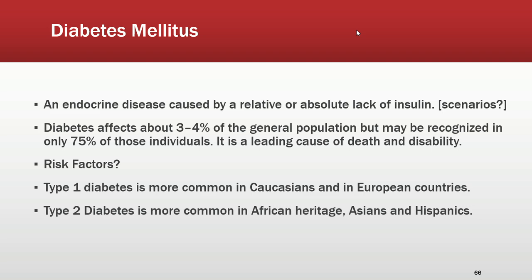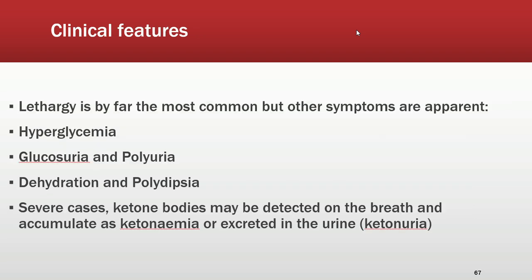Now, we have three types actually. Type 1 is more common in Caucasians and European countries. Type 2 is more common in Africans, Asians, and Hispanics. Clinical features: lethargy. Patients are always tired. On testing, we will have hyperglycemia. Now, there's a simple term, the three P's: polyglycemia, high glucose; polydipsia, excessive thirst; and polyuria, always going to the bathroom to urinate. Once these three P's are present, a diagnosis of diabetes can be made.